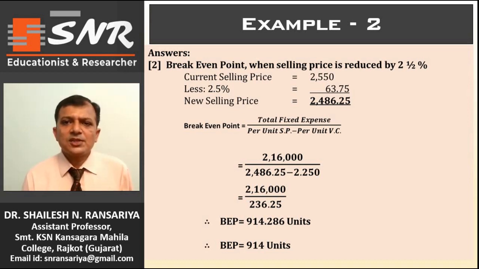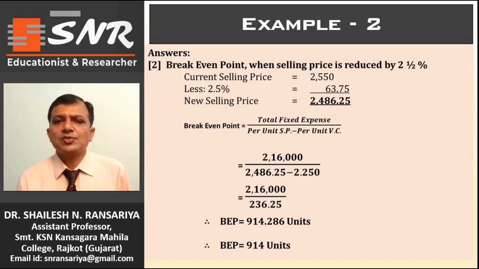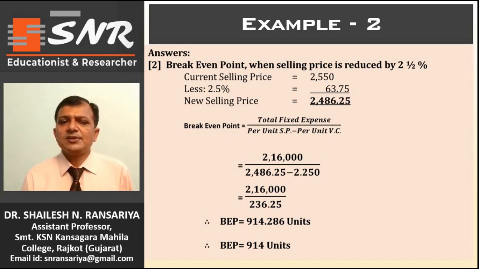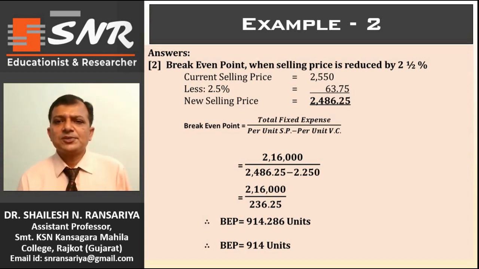Now we can calculate break-even point. So the formula for the break-even point is total fixed cost divided by S minus V. Total fixed cost 2,16,000 divided by new selling price 2486.25 less variable expense, which remains the same, 2250. So BEP is equal to 914.286 units. So in round figure we can write that BEP is equal to 914 units.